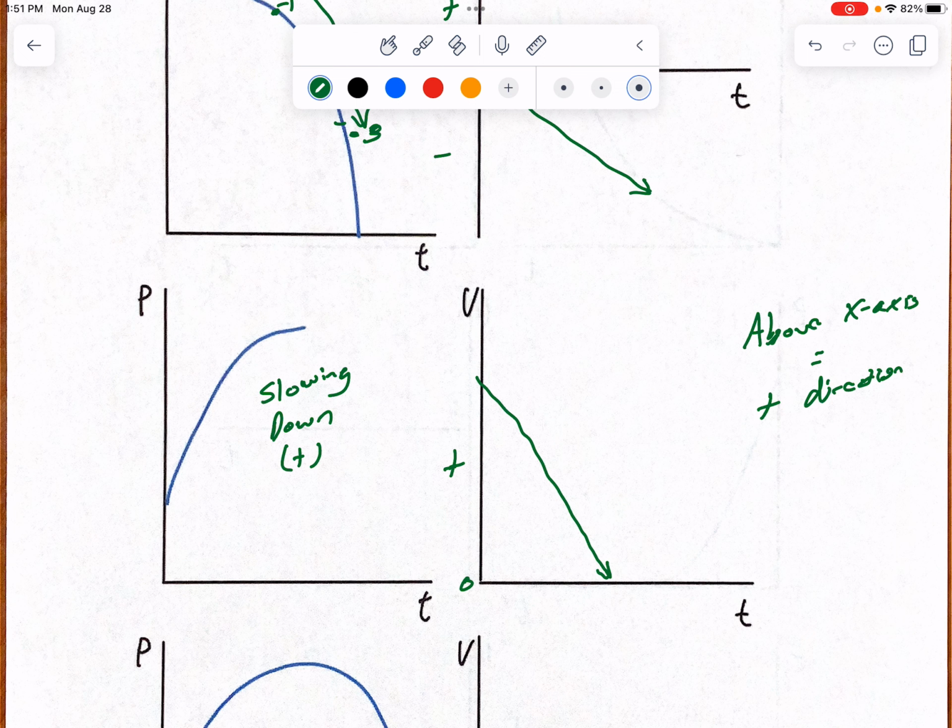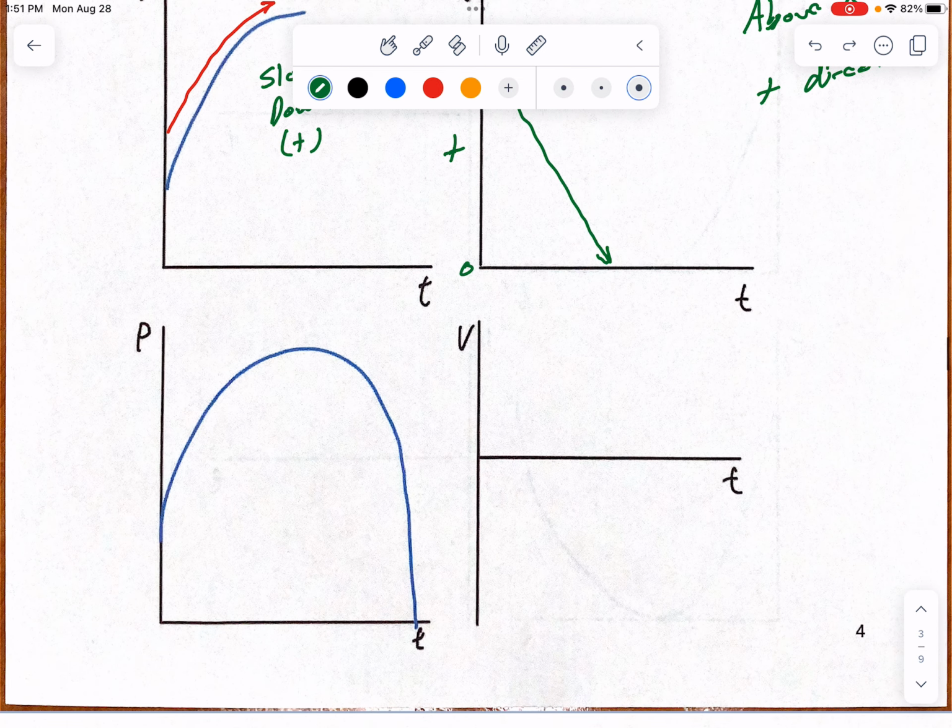Okay, so this graph right here, you notice it's slowing down, but we're still going in the positive direction. So when I bring that over to this graph right here, this whole area is positive direction. I'm just slowing down. I'm just going towards 0. I haven't turned around or anything. I'm just going towards 0. Okay, so that's basically how we correlate those two graphs with each other.